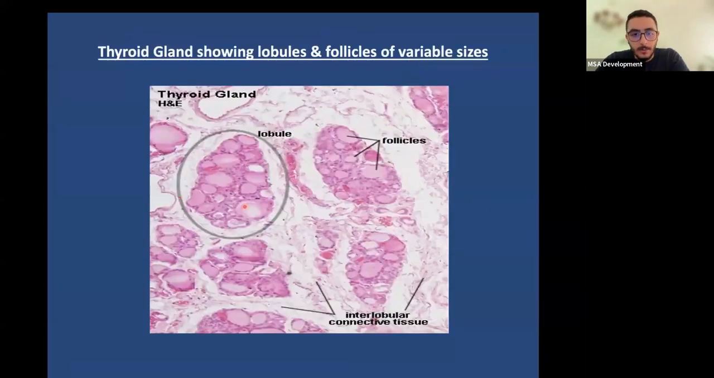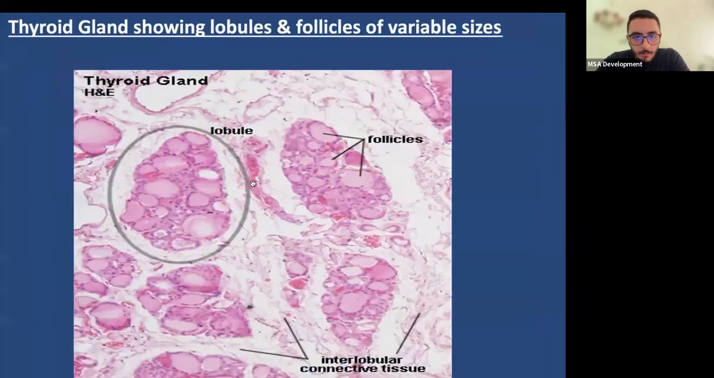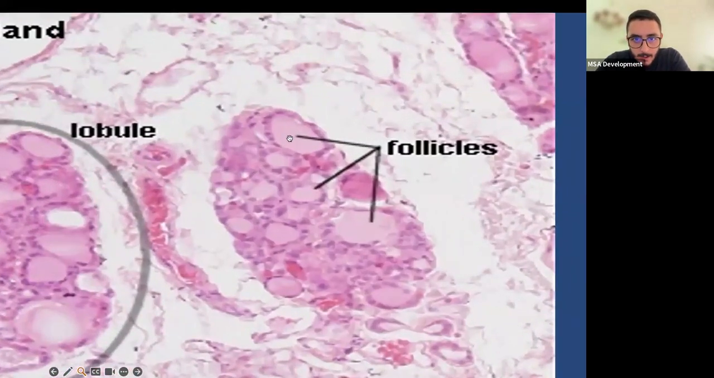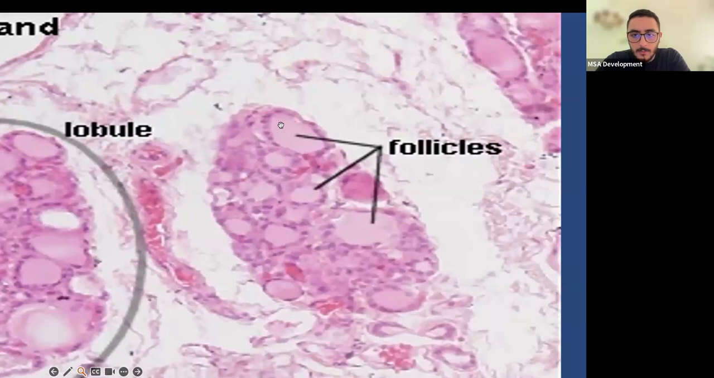Again, this is a lobule. Inside the lobule, and this is a lobule too, this is a lobule, this is a lobule, inside every lobule we have follicles. Remember how every follicle has a lumen, called the follicular lumen or follicular cavity, and follicular cells. In the lumen we have the colloid.